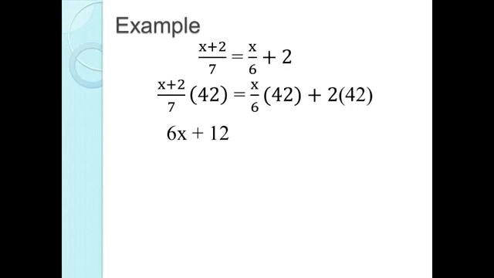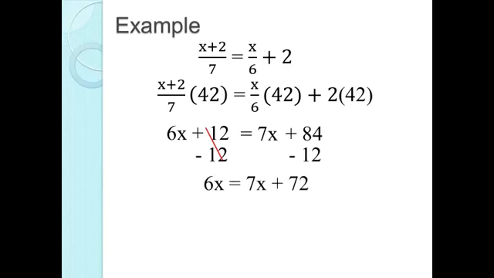Next, on the right-hand side, 42 divided by 6 is 7, and 7 times x is 7x. Finally, 2 times 42 gives us 84. Now we have 6x plus 12 equals 7x plus 84. We can now start solving this equation by adding a negative 12 to both sides. Next, we can add a negative 7x to both sides.